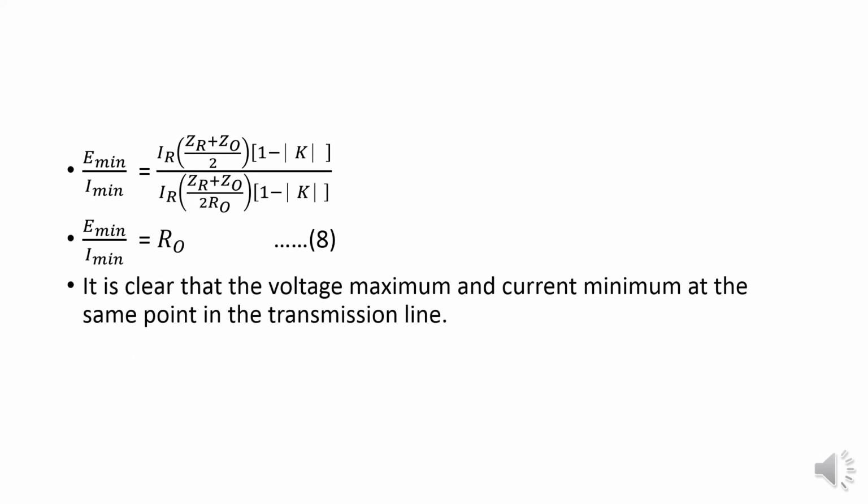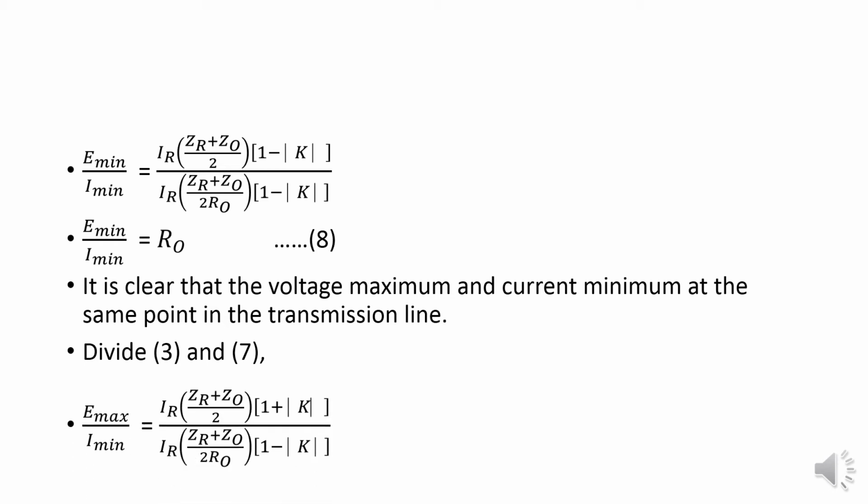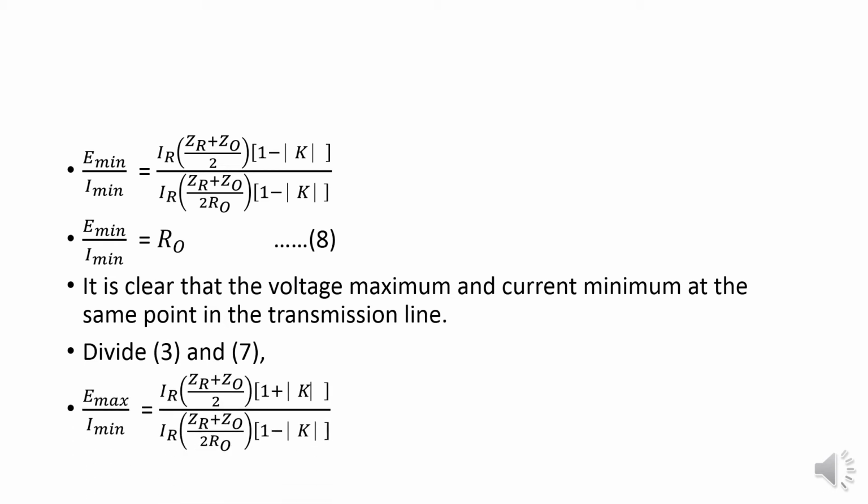Next we divide the minimum voltage and the minimum current. Then we get E minimum divided by I minimum equal to R naught. This will be taken as equation 8. So it is clear that the voltage maximum and the current minimum occur at the same point in the transmission line. So we are dividing equations 3 and 7, that is, the minimum current and the maximum voltage.